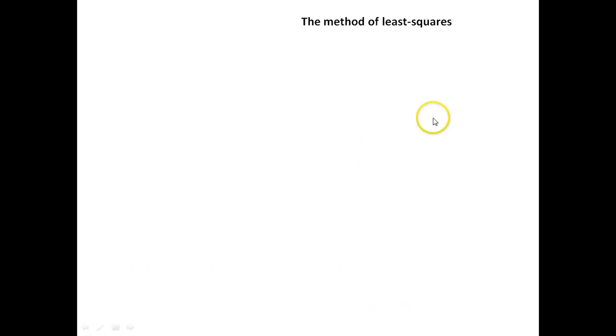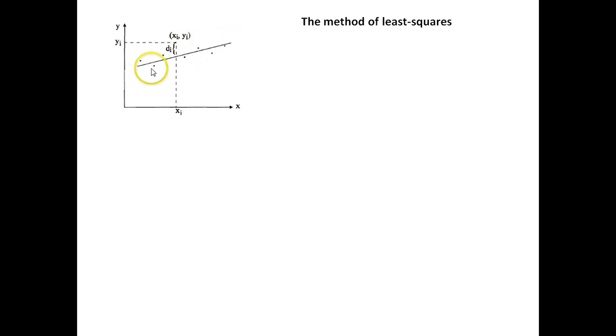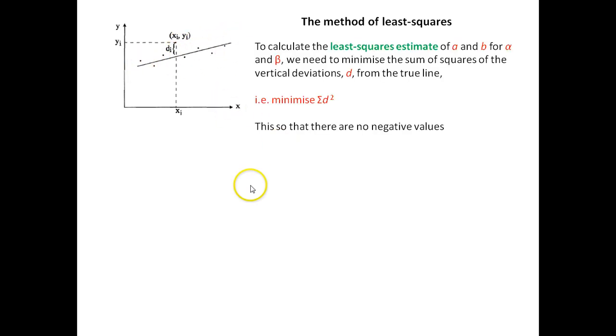Now, the method of least squares is the one we are going to use. So the dots are the observed data. From each (xi, yi), di is the vertical difference between the point that was observed and the true relationship. Suppose that is the true relationship.